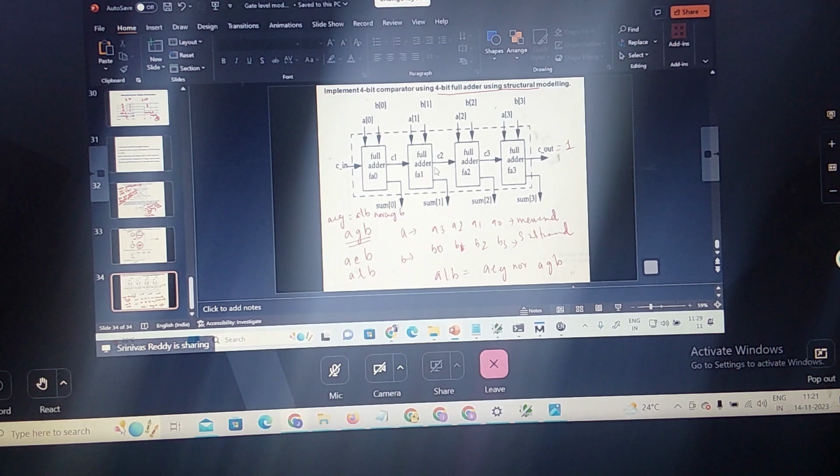I am giving a hint to solve this: write a gate level modeling program using a 4-bit full adder, meaning parallel adder. When you get Cout equal to 1, that gives A greater than B. When you say Cout is equal to 1, you tell that this is A greater than B. Do you understand? When you say A equal to B, if the outputs S0, S1, S2, S3 are 1, 1, 1, 1, then that becomes A equal to B.